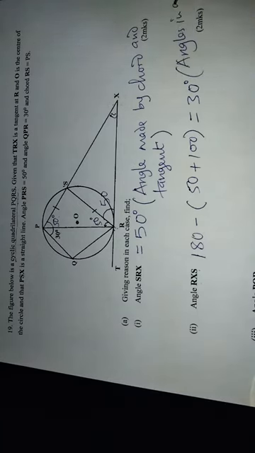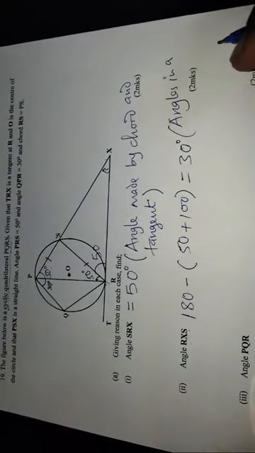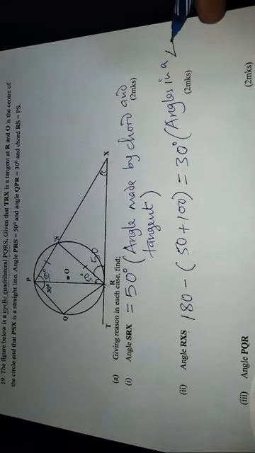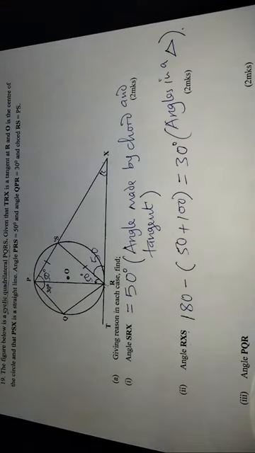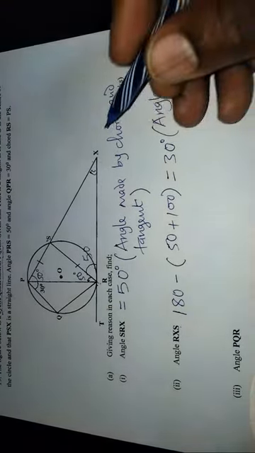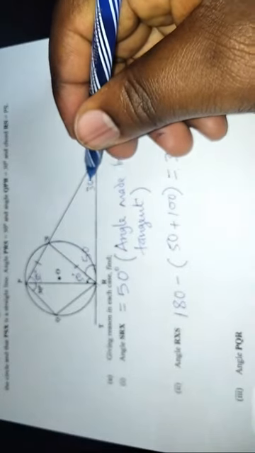Angles in a triangle should give us 180. And now that two of them are known, then the third one can be obtained without struggle. So we have 30 degrees.